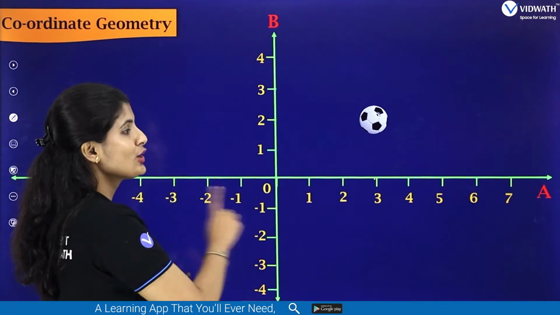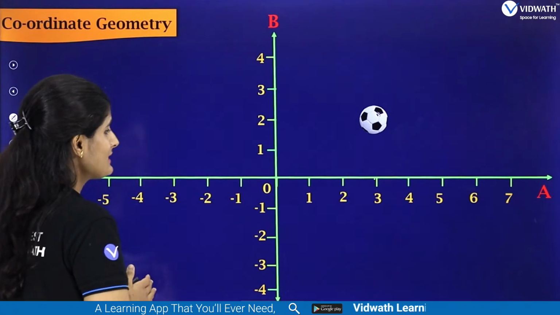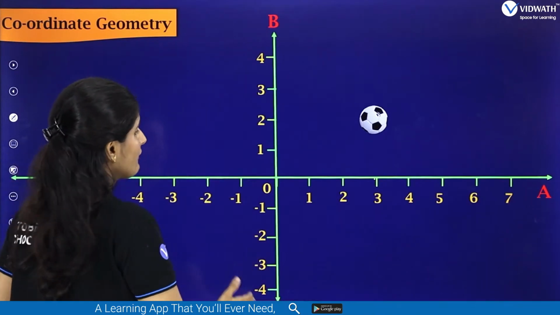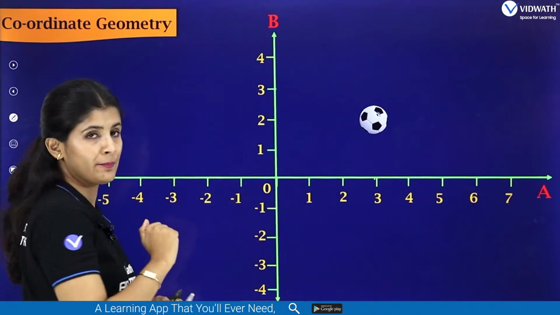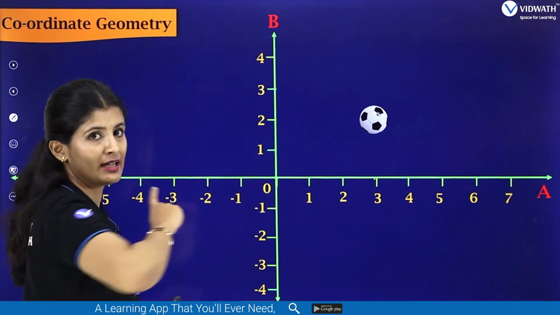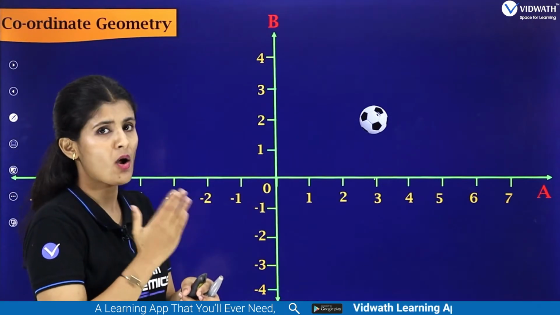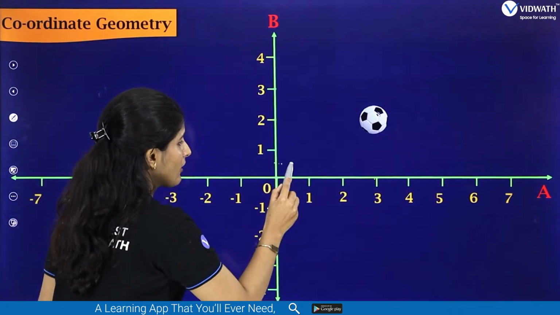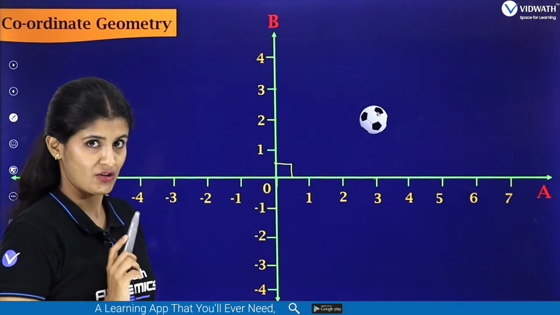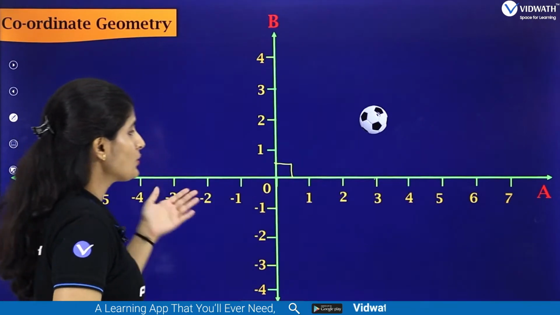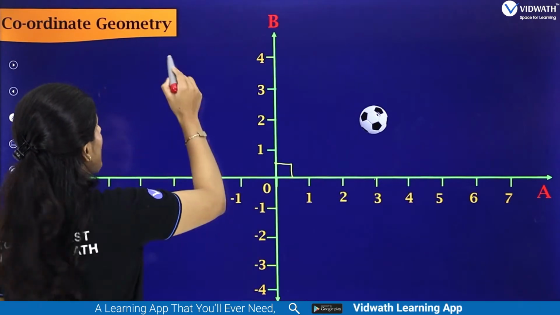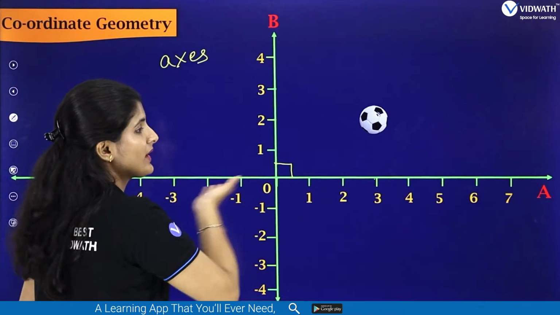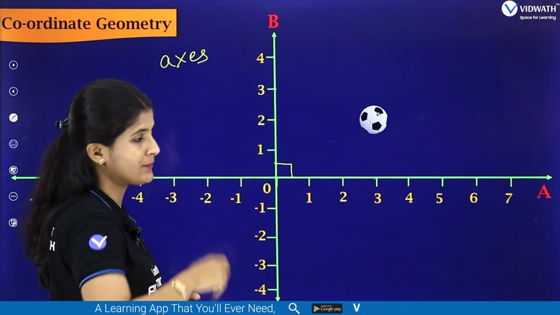Here, I am considering two number lines. Let me consider the horizontal number line as the line A and the vertical number line as line B. The horizontal and the vertical number line, they intersect obviously perpendicularly at the origin. That is, an angle of 90 degrees formed at the origin. These two lines can be called as axis. This is one axis. This is another axis.